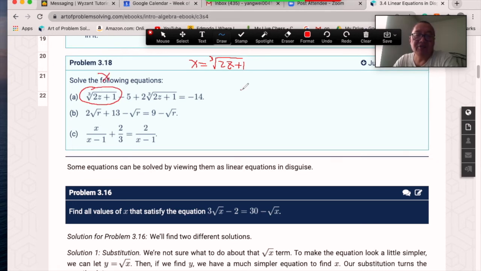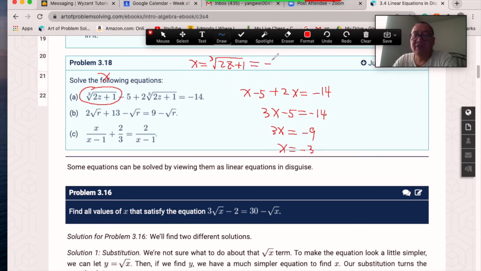Then this will be x minus 5, then plus 2 times x equals negative 14, right? Then we can solve this. This will be a very easy linear equation. x plus 2x, that's 3x. 3x minus 5 equals negative 14. So both sides plus 5, we got 3x equals negative 9. Then that means x equals negative 3. Okay, x equals negative 3.